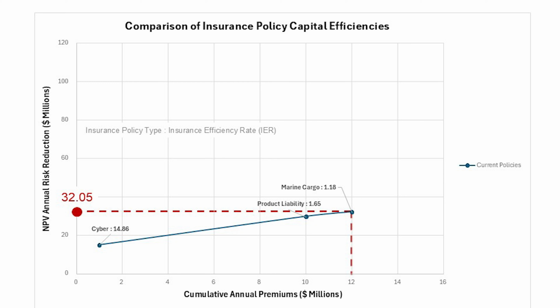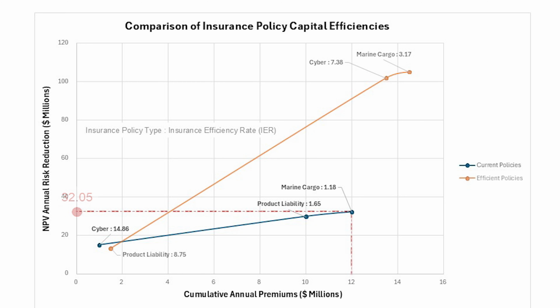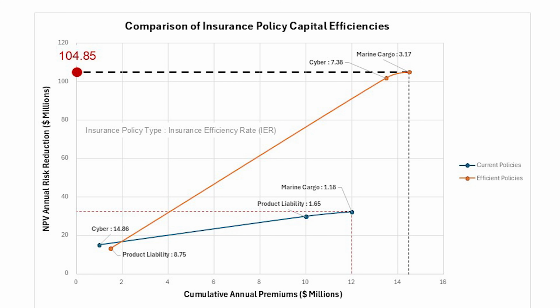Comparing the current portfolio to the portfolio of efficient policies, the efficient product liability policy has the highest insurance efficiency rate of 8.75. We then add the efficient cyber policy and thirdly, the efficient marine cargo policy. The budget for the three efficient policies is $14.5 million, and the reduction in expected risk liability from the three policies has ballooned to about $105 million.